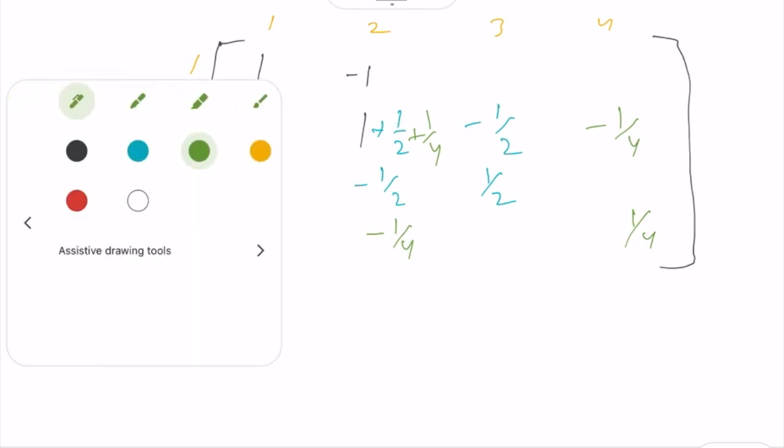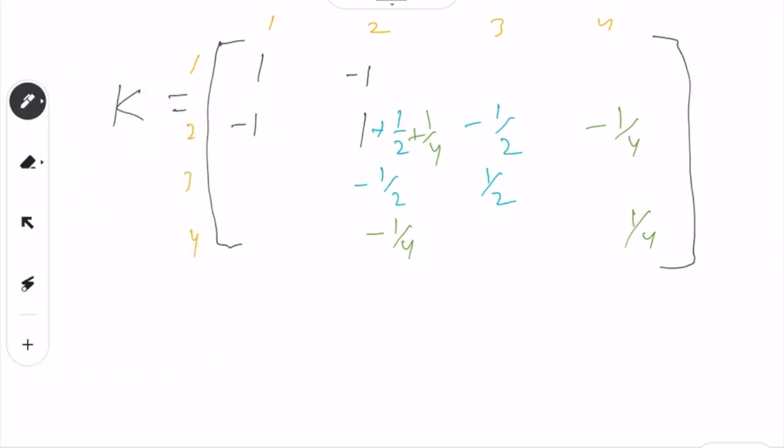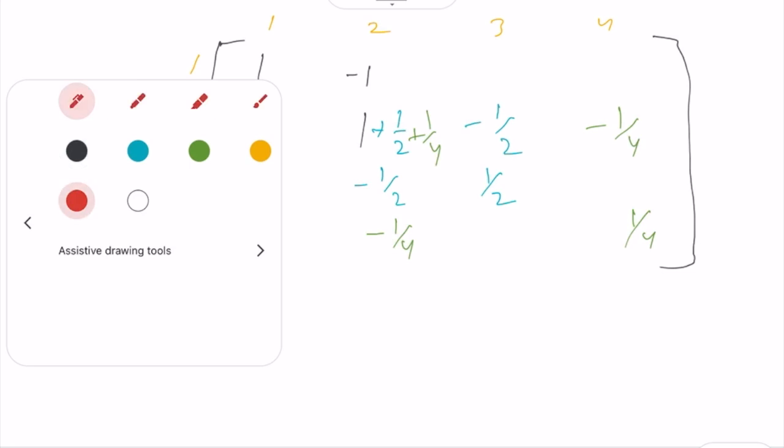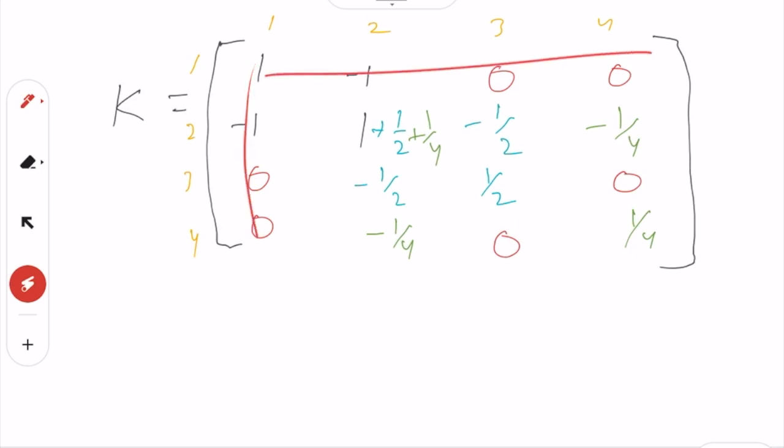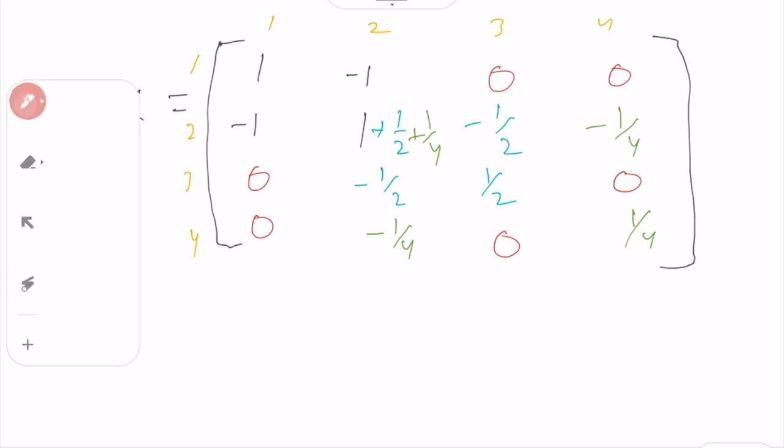All other places we have to put zeros. Let us put that in red color. All other places 0, wherever it is empty we will put 0 right there. What you see is it's symmetric. It will always be symmetric, and hence the determinant will be 0, and it has to be 0 as I said earlier, because you apply boundary conditions and then only you can invert it, otherwise you cannot. So this is what your stiffness matrix looks like.